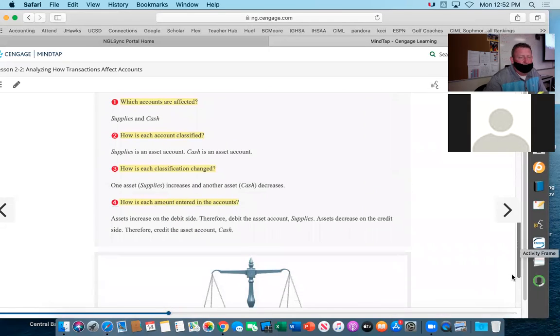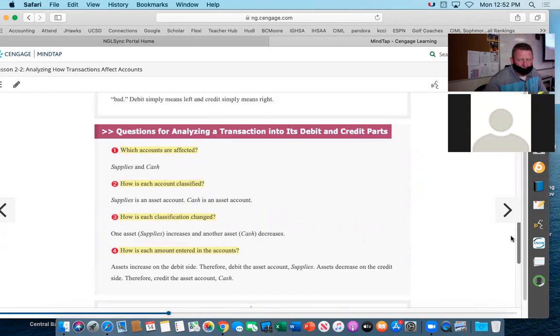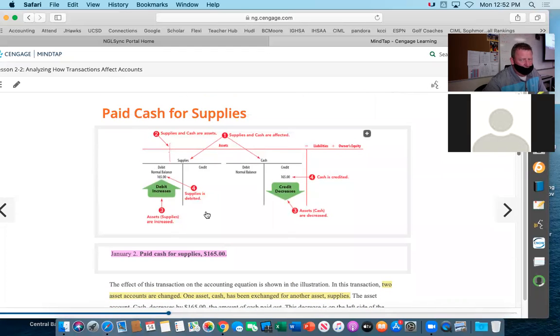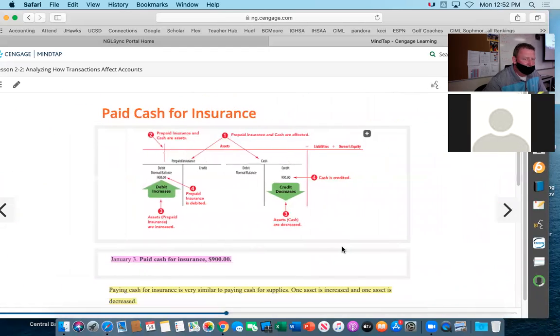And they kind of walk through this whole thing. I'm not going to read it to you. If you wanted to read it, you're more than welcome to. The notes are on there too. You can see it, but it just describes this chart and what we just talked about.